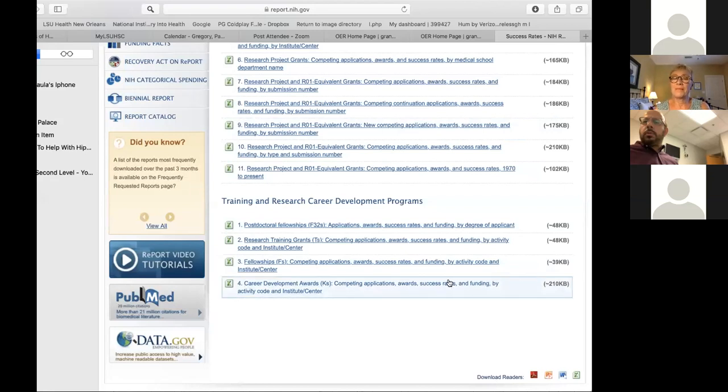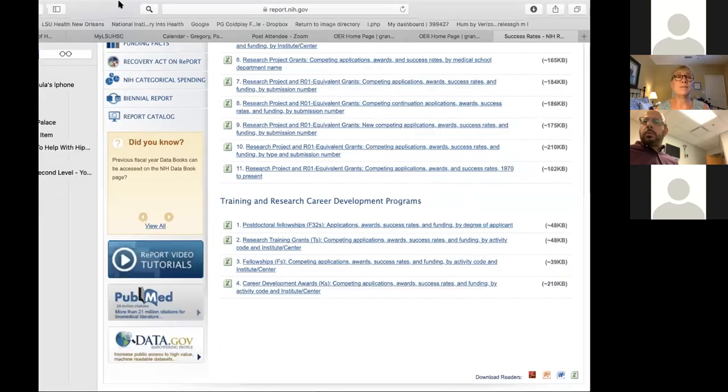Anyway, the Excel spreadsheet is year by year, and it goes from K01 all the way to K99 and every institute. And for each year, how many applications there were for each of these institutes and how many things were funded.